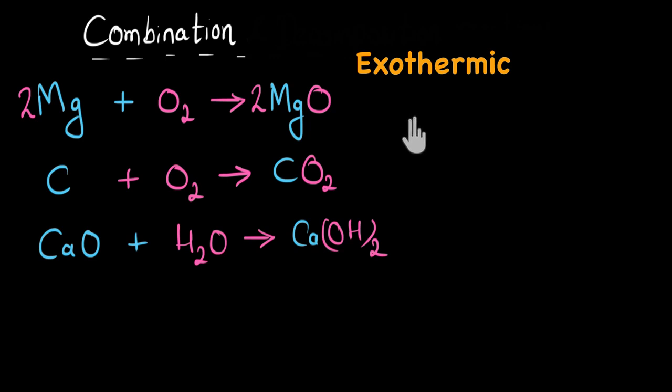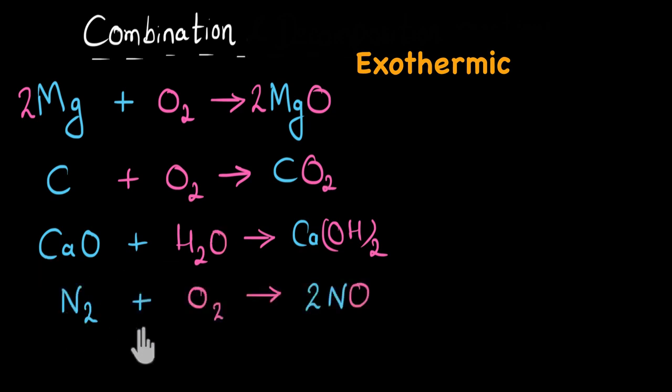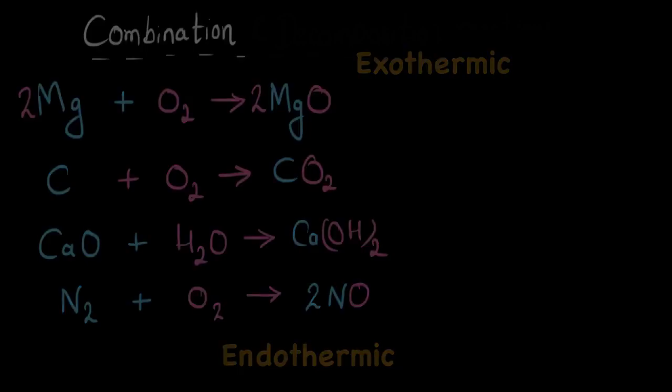There are some exceptions, such as when nitrogen combines with oxygen and forms nitrogen oxide. In this reaction, a lot of heat needs to be given in. So this is an endothermic reaction. But we'll talk a lot about energy given out or energy required in a separate video called exothermic and endothermic reactions. Over here, let's now talk about some common examples of decomposition reaction.